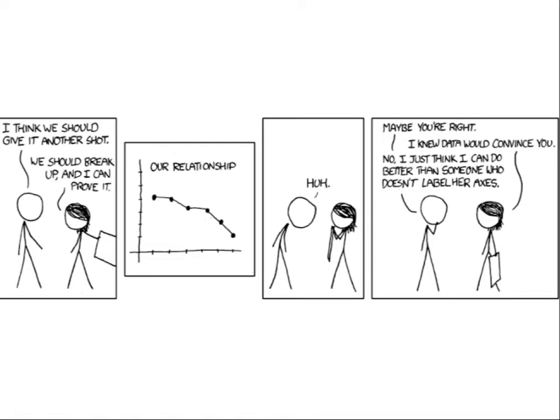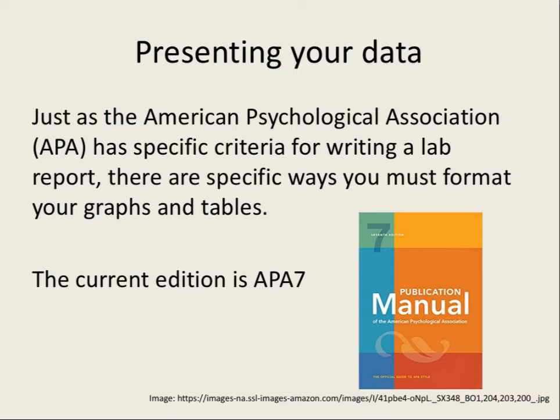Never trust anyone who doesn't label their axes. So when it comes time to publishing our data, we need to make sure it is done in a particular way. The American Psychological Association has specific criteria as to how this should be done. We're currently at edition 7, which I believe came out in 2020 or 2019.